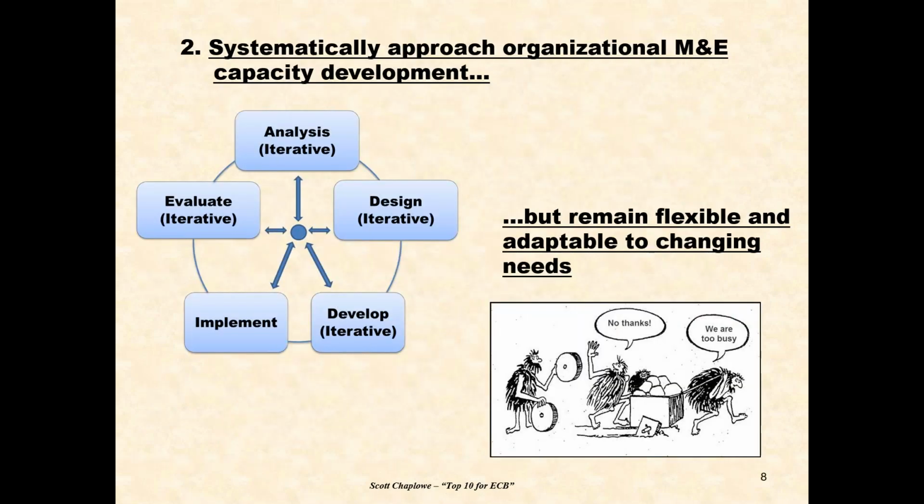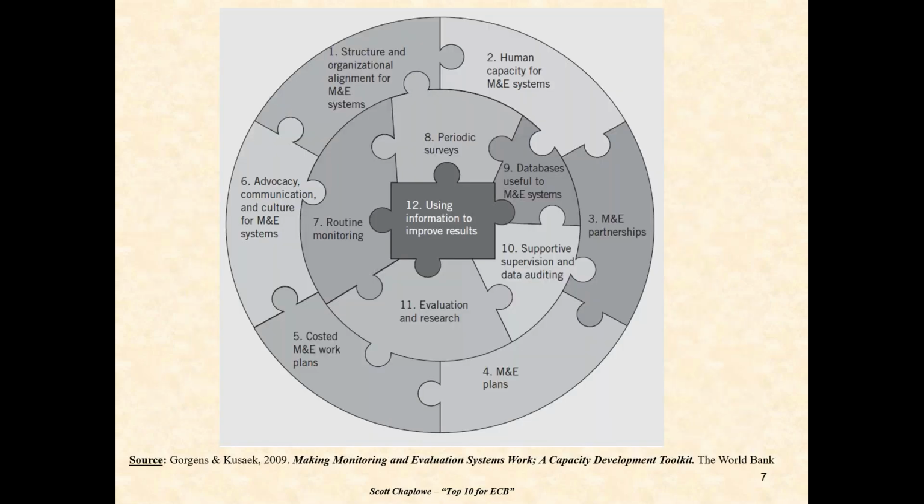This is an interesting diagram here, and one of the reasons I like to show it at this point in the presentation is not just because it shows a more systemic approach to M&E capacity development, but it's actually from a terrific resource which you can freely download off the internet from the World Bank. These slides will be available at the end, but you can see the title is Making Monitoring Evaluation Systems Work, a Capacity Development Toolkit. And I think the diagram speaks for itself.